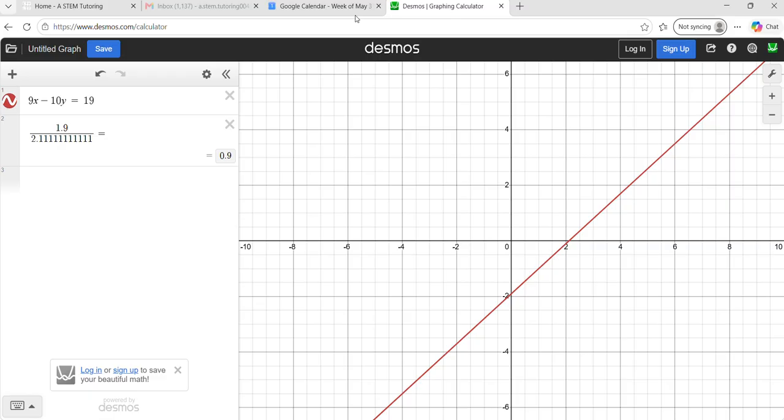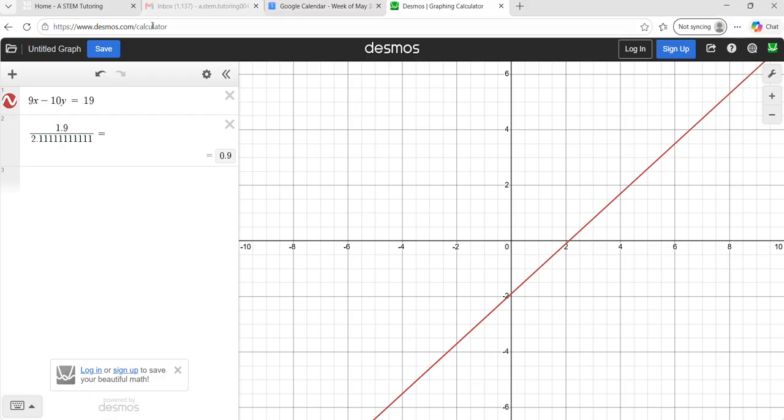Today's problem comes to us courtesy of a few Marine officer candidates who are studying for the SAT, and they asked me, how could we solve this problem in the easiest manner possible using Desmos if we see this problem on the actual SAT? Suppose the problem asks you, if you take the line 9x minus 10y equals 19, and translate it down 4 units, you shift the whole line down 4 units, what will be the x-intercept of that new line after you've shifted it down?